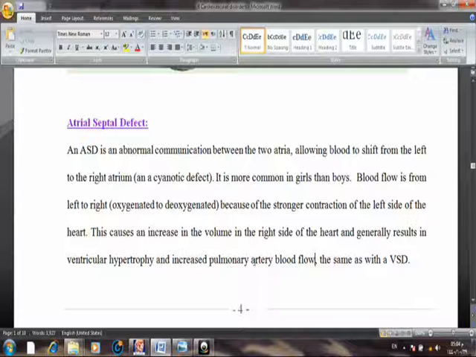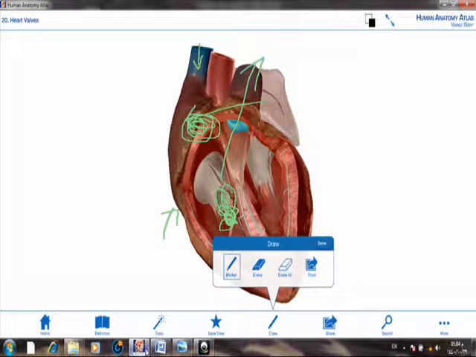It is the same as with a VSD. If your doctor in college asks you why ASD has the same symptoms as VSD, it is because ASD and VSD both participate in one thing: increased blood in the right ventricle. In VSD, blood shunts from the left ventricle to the right ventricle, causing an increase of blood here. In ASD, blood comes here. So in both defects, the result is an increase in blood volume in the right ventricle. So the two defects have the same symptoms.